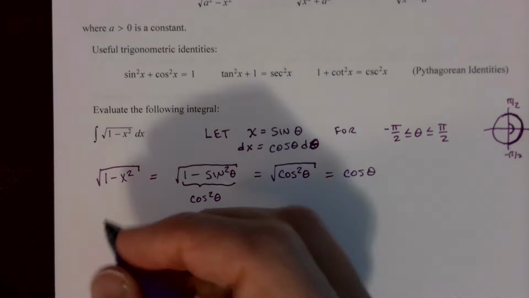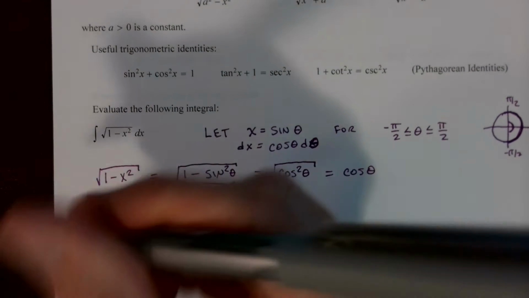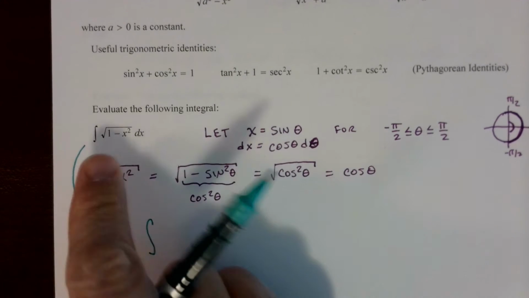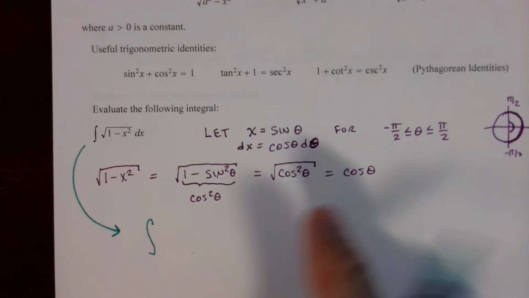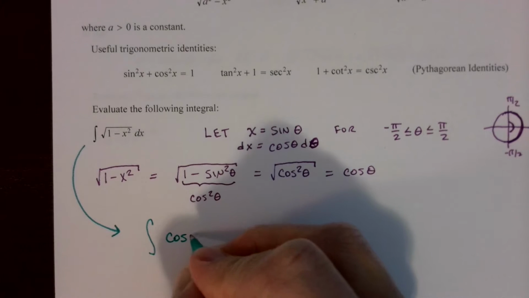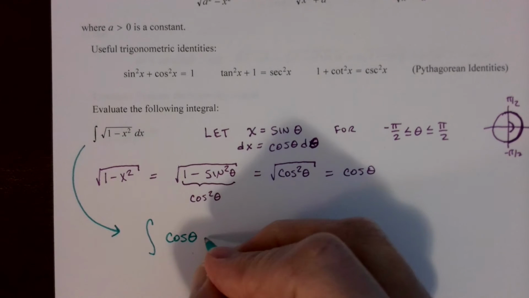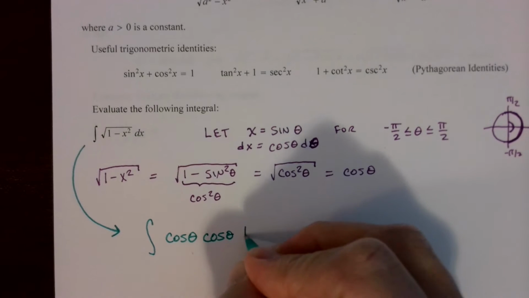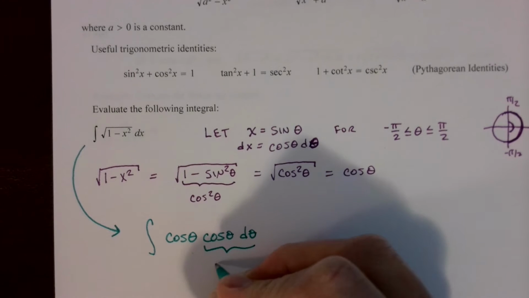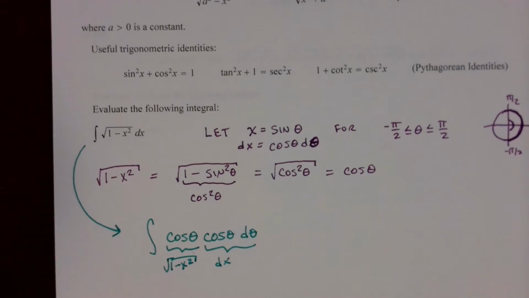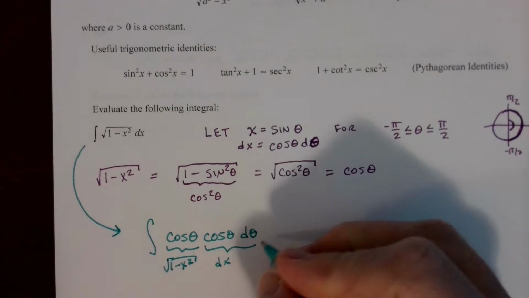And so all I'm going to do is change now to the variable theta, and look what happens. I have the integral. The square root of 1 minus x squared is just cosine theta. And then the dx is what? Cosine theta d theta. So this is the dx, and this was the square root of 1 minus x squared. And cosine theta times cosine theta is cosine squared theta.